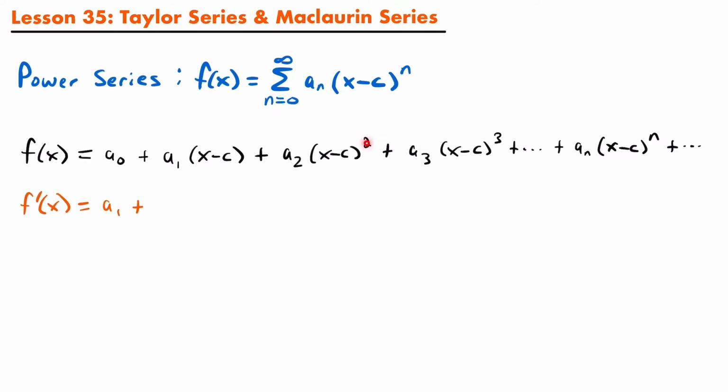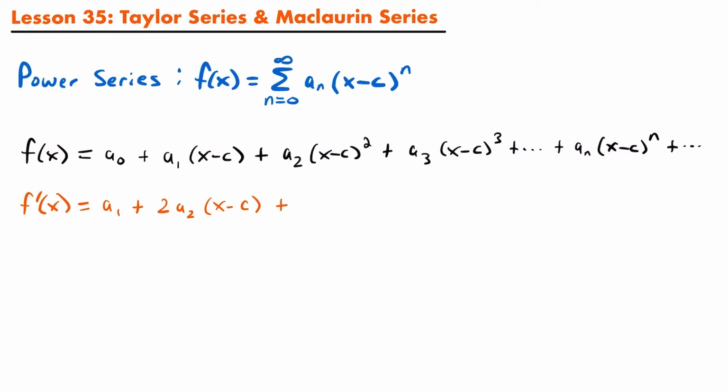All right, so if we multiply that exponent down, our derivative will be 2 times a sub 2, and that will be multiplied by the quantity of x minus c. All right. Then we'll add that to the derivative of this term, where n equals 3.